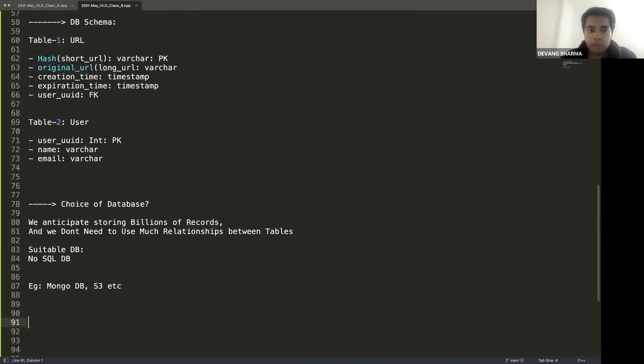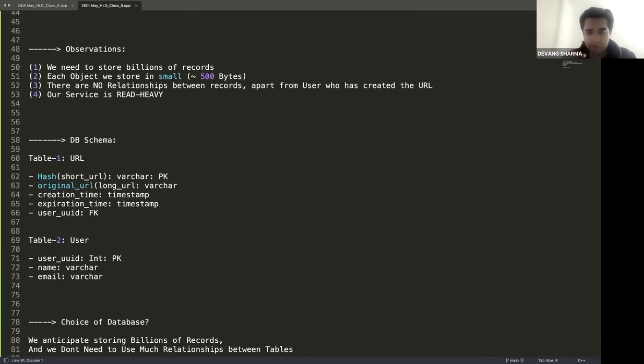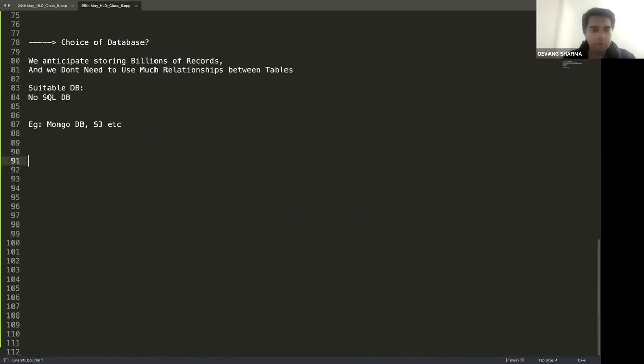That's the right term. Original URL should be of fine length. What length are we going to give to that varchar? Usually there's going to be an upper limit. Either it's 255 or some other number of characters, but there's going to be an upper limit. It cannot be an infinite length for sure. We can configure that.